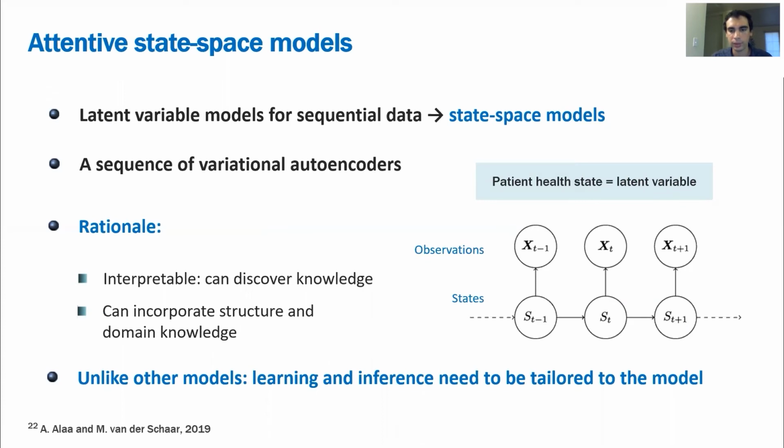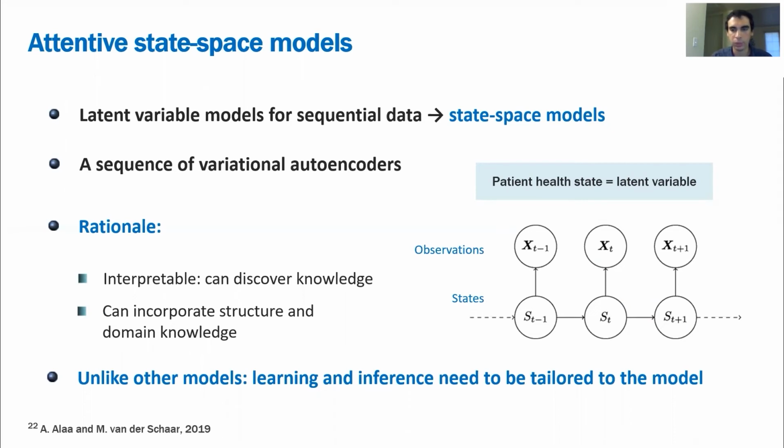And this hidden state manifests through observations. It can be lab tests or biomarkers or any kind of observations that we are making. And we are actually interested in synthesizing these observations. So the model that we are discussing here is an attentive state space model. That's a model that combines the deep learning approach for learning complex representations with the structure of a probabilistic model.